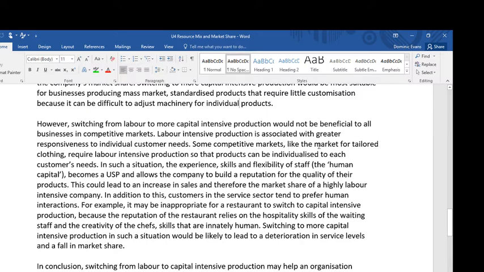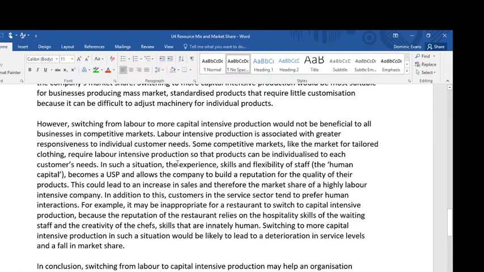Some competitive markets, like the market for tailored clothing, require labour-intensive production so that products can be individualised to each customer's needs. Okay, so I mentioned customer needs a couple of times, it's probably not great English, but you can see that I clearly understand the benefits of labour-intensive production. And I've given a business scenario, the market for tailored clothes.